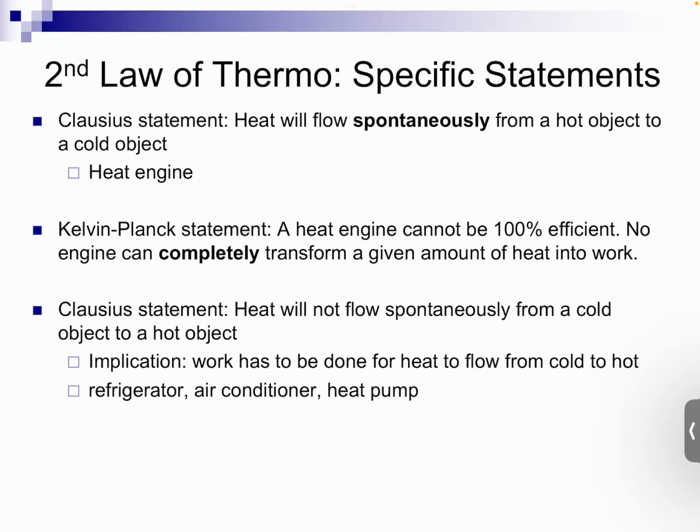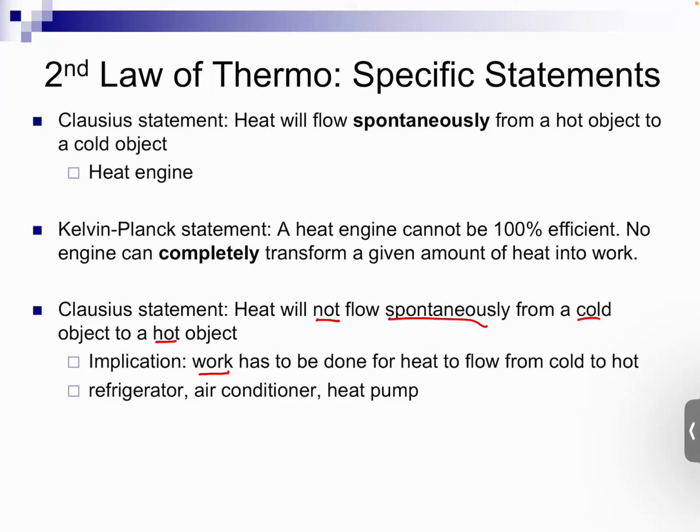And then we went back and said that if heat will flow spontaneously from hot to cold, then it's also true that heat will not flow spontaneously from cold to hot. In order for heat to flow from cold to hot, work needs to be done to facilitate the heat flow, because it will not happen spontaneously. By putting in some work, we can make a hot room hotter or a cold fridge colder, and that's how we related the second law of thermodynamics to the operation of refrigerators, air conditioners and heat pumps. That was our lecture yesterday.